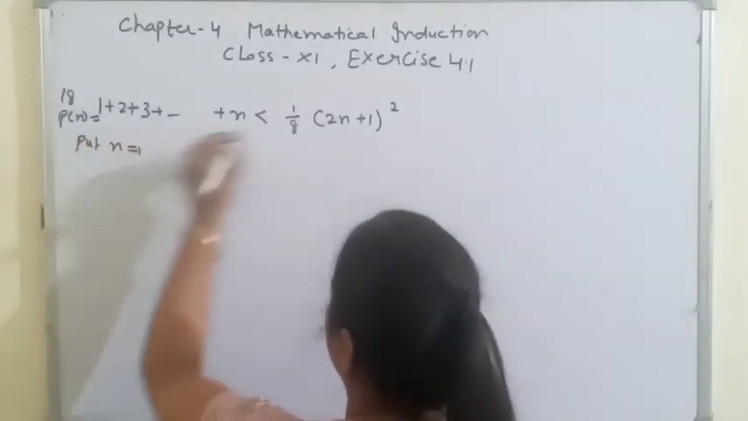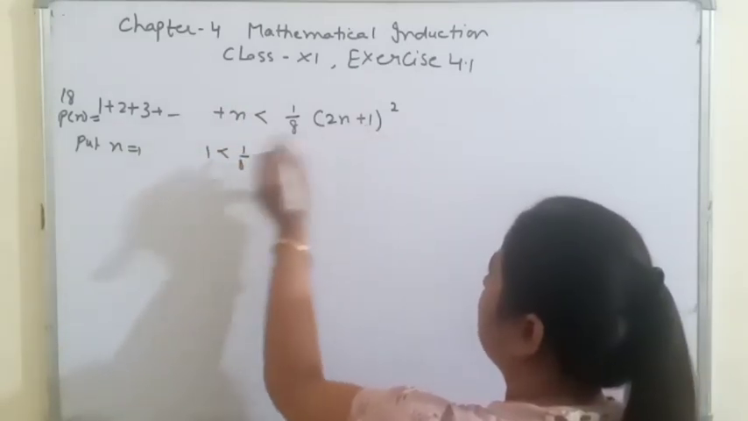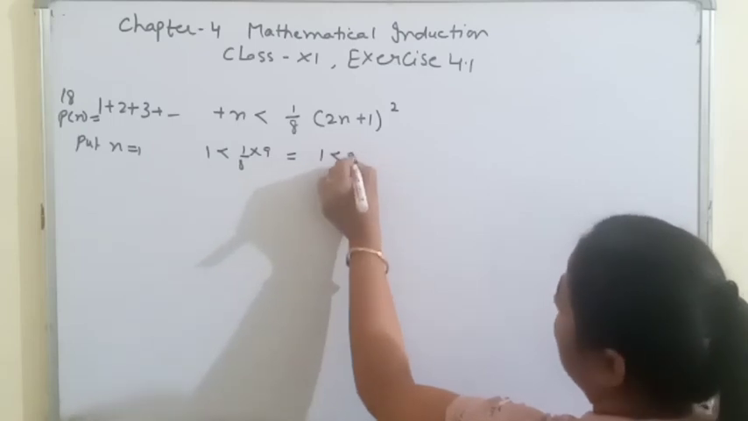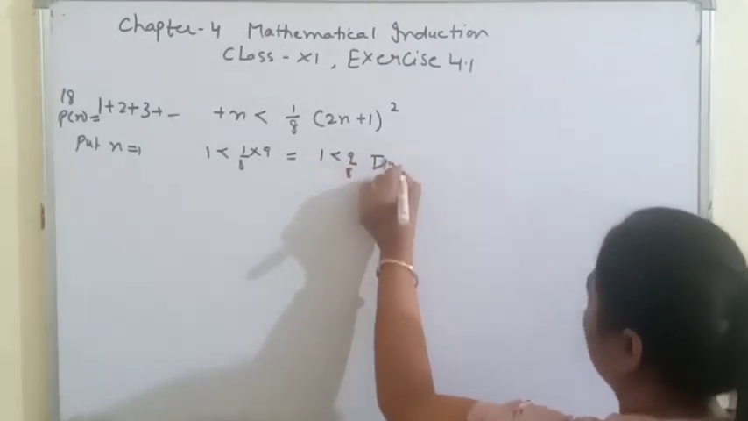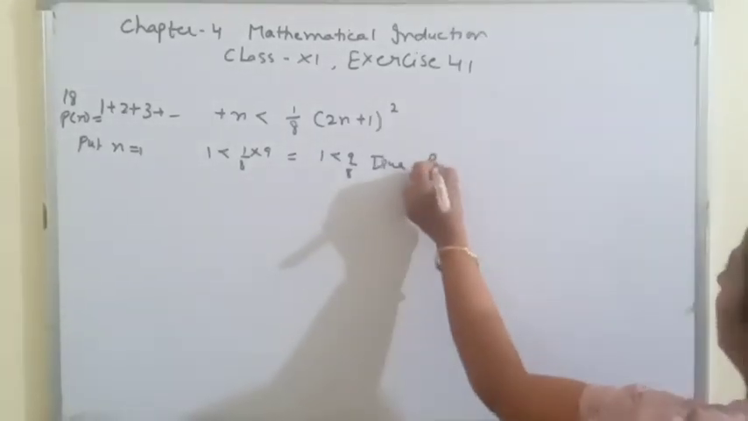Put n equal to 1. Here you can see the left side is 1, and on the right side 1 by 8 times (2 plus 1), that is 3, so the square of 3 is 9. So 1 is less than 9 by 8. Yes, it is true. 1 is smaller than 9 by 8. So P1 is true.